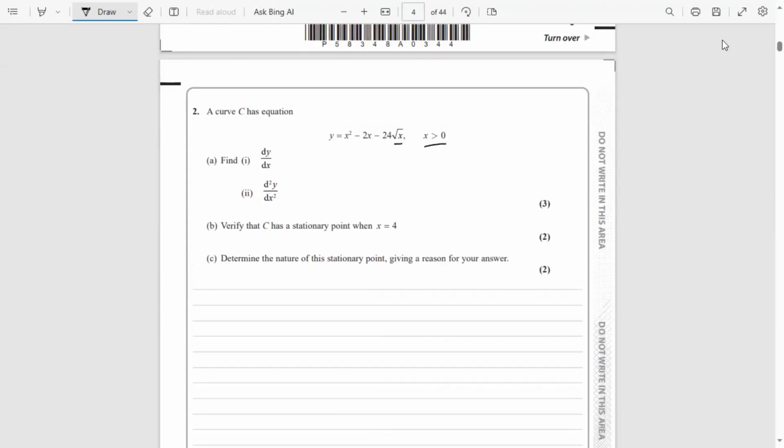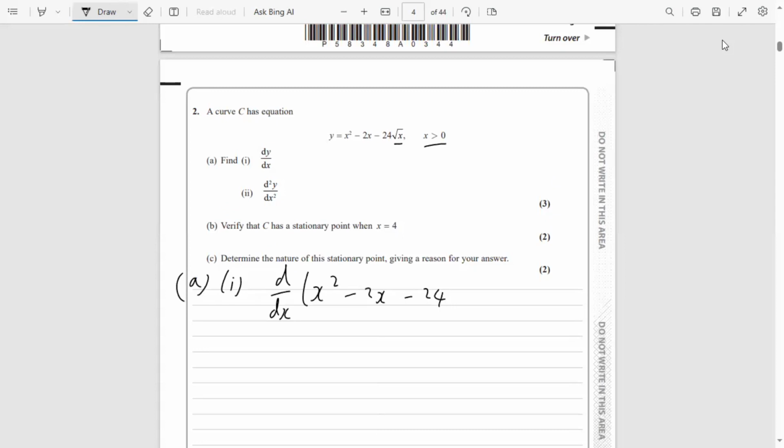Okay, so the first part of the question is to find dy by dx. So part A, part I. We're going to differentiate our curve. So the equation for the curve is y equals x squared minus 2x minus 24 root x.